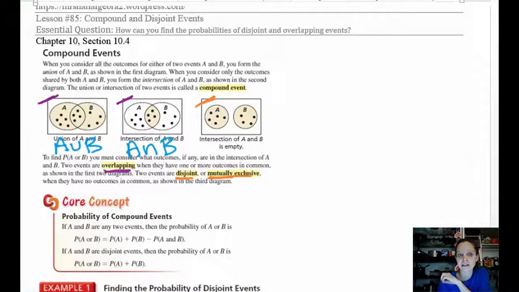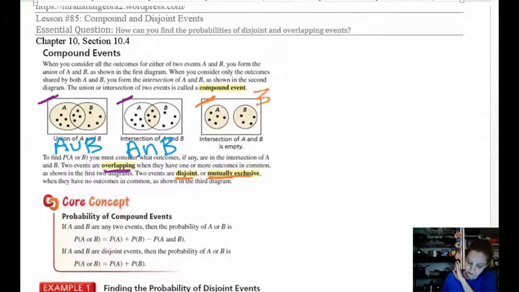Big idea here, the core concept is the probability of compound events. If A and B are any two events, then the probability of A or B equals probability of A plus probability of B minus their intersection, probability of A and B. If A and B are disjoint events, then the probability of A or B equals probability of A plus probability of B.